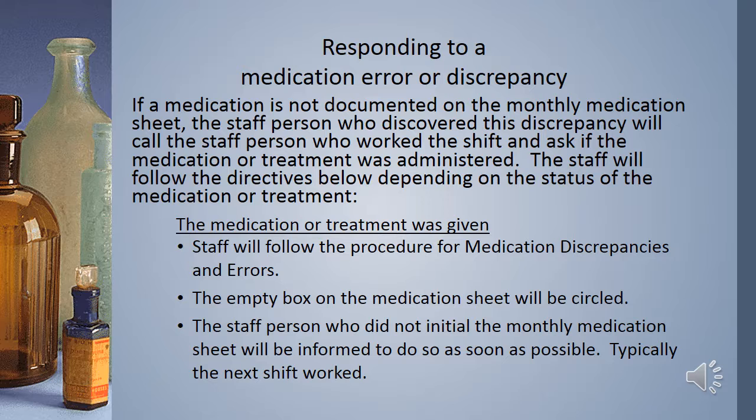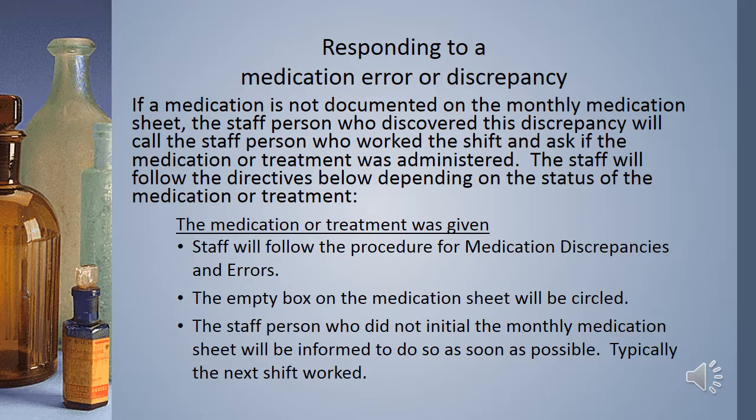Responding to a medication error or discrepancy. If the medication is not documented on the monthly medication sheet, the staff person who discovered the discrepancy will call the staff person who worked the shift and ask if the medication or treatment was administered correctly. The staff will follow the directives below depending on the status of the medication or treatment. If the medication or treatment was given, staff will follow the procedure for medication discrepancies and errors.